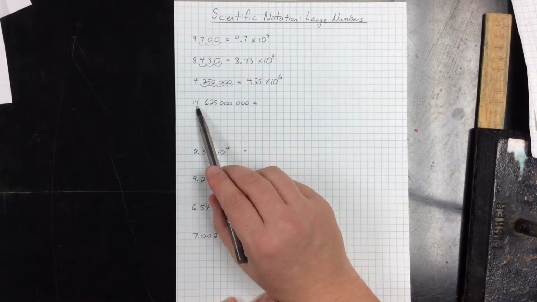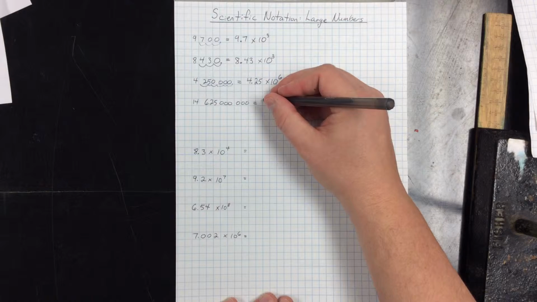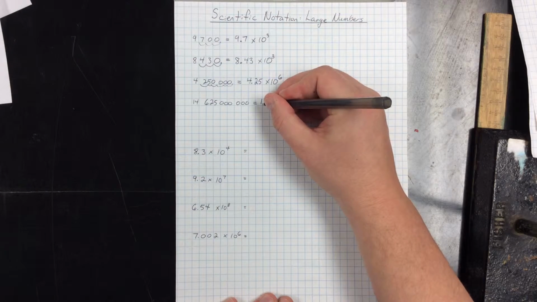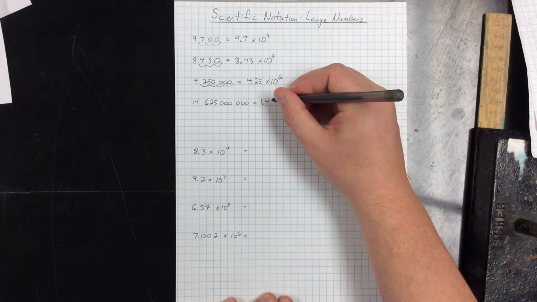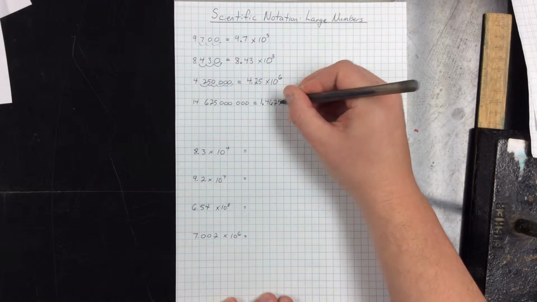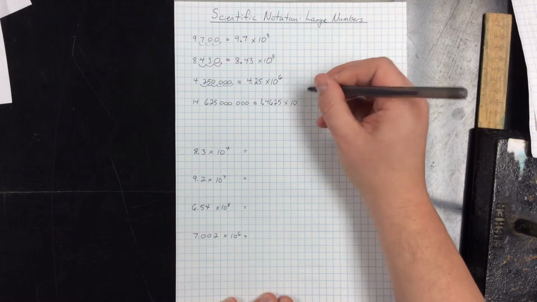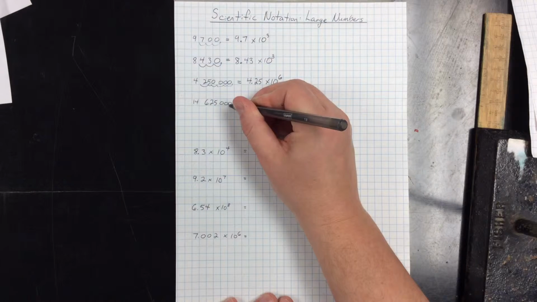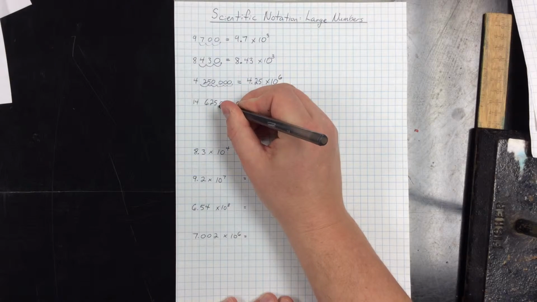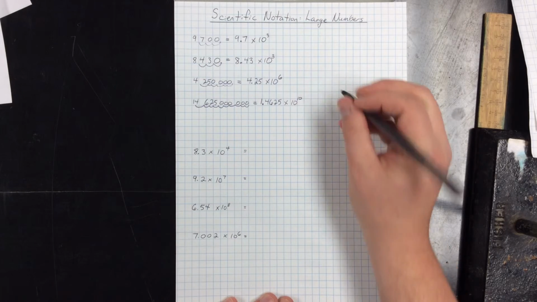In this case, I think we have 14,625,000,000. I would write this as 1 decimal, and then the rest of the significant digits, 4, 6, 2, 5, and I stop there because the rest are all zeros, times 10 to the, how many times did I shift it? 1, 2, 3, 4, 5, 6, 7, 8, 9, 10, times 10 to the power of 10.